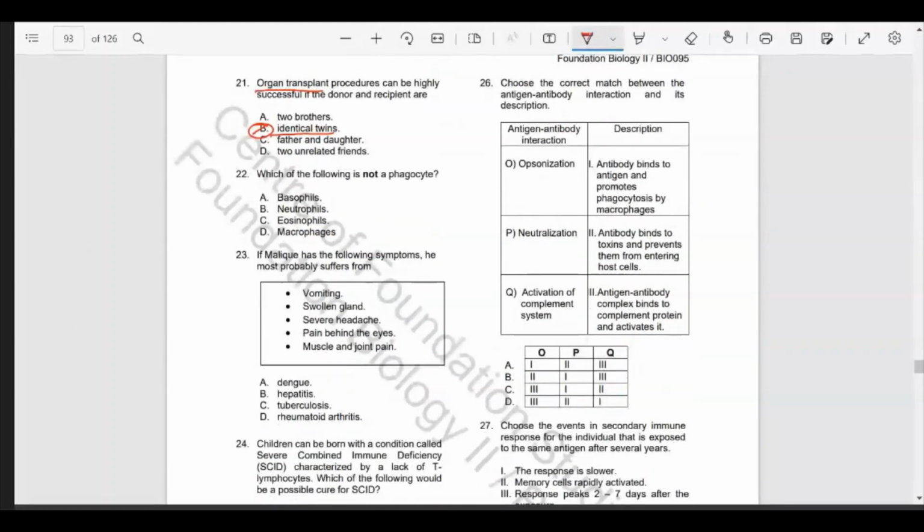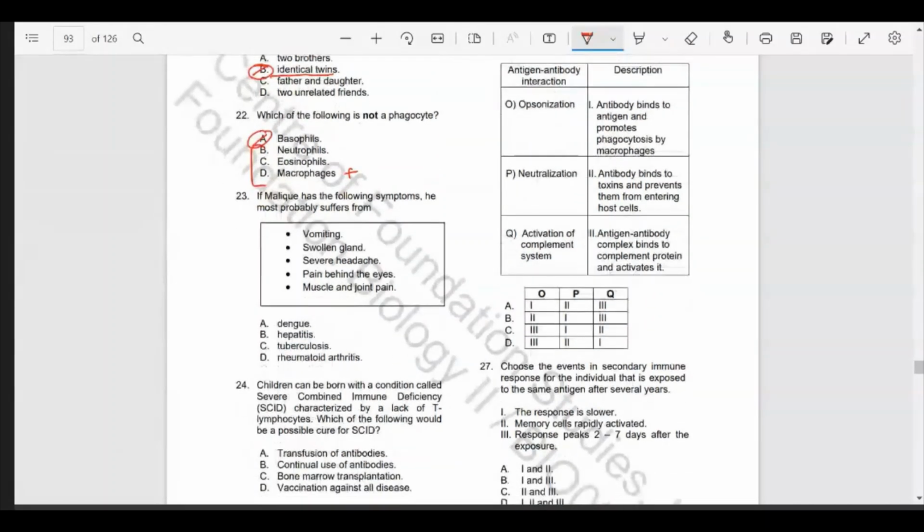Okay, so 22. Who was it? Fatihah. Which of the following is not a phagocyte? My answer is A, basophil. Okay, basophil is the only one that is not a phagocyte. The others are phagocytes. What is the other one? We have 4 types of phagocytes. Dendritic cell. Okay. So thank you, Fatihah.